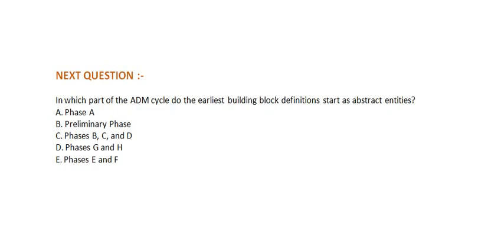Next question is, in which part of the ADM cycle do the earliest building block definitions start as abstract entities? Option A, phase A. Option B, preliminary phase. Option C, phases B, C, and D. Option D, phases G and H. And option E, phases E and F. The correct answer is option A.